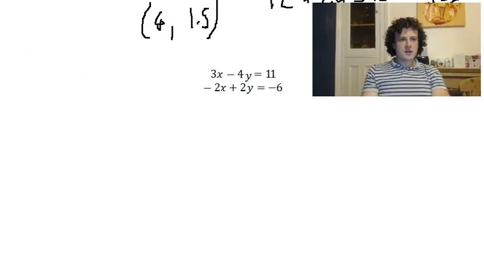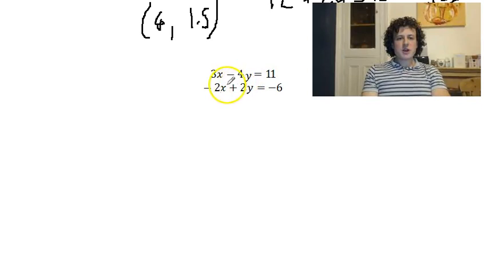So here, it looks a little bit worse because of two things. First of all, there's minus signs all over the place, which we've got to be careful of. We've got to be just careful with our negative numeracy. But also, none of the numbers are the same. 3 and 2x, not the same. They're not going to cancel. 4 and 2, not going to cancel.